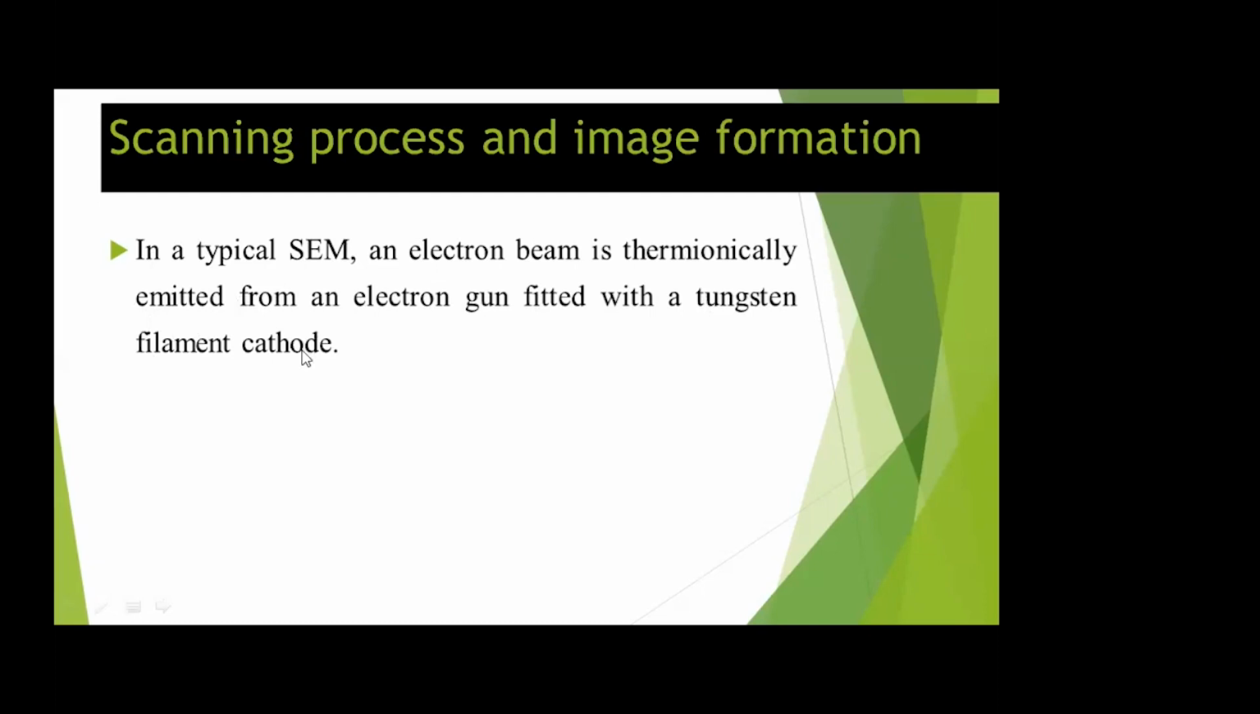That means when a material, say a metal, is heated to a particular temperature, it will emit electrons. This is possible only in such metals which have a high melting point, because you have to heat the metal to a great extent so that it emits electrons. So these electrons are known as thermionically emitted electrons. Practically, these are emitted from an electron gun that is fitted with a tungsten filament cathode.